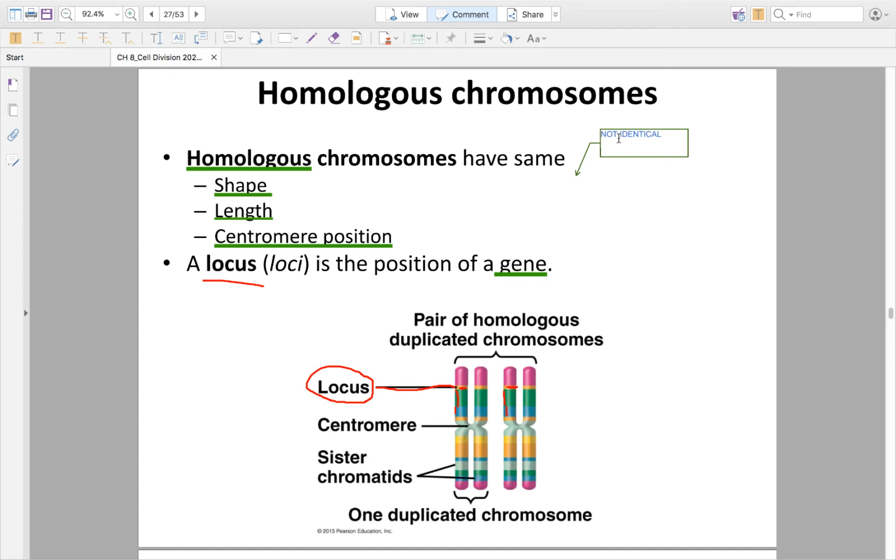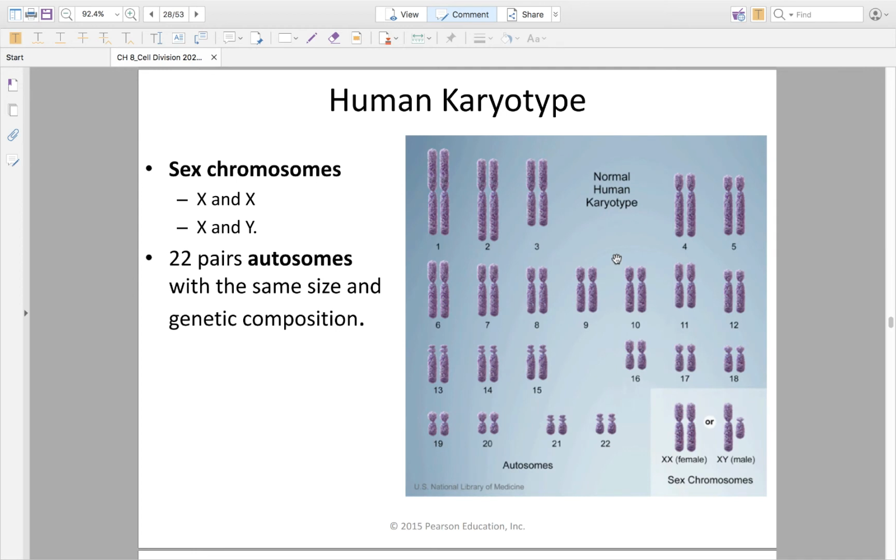Okay, you inherit one from mom, one from dad, and they're going to be carrying the same genes. Of course, the genetic information will be different because your parents are different people. So earlier, you saw this human karyotype. Now it'll make a lot more sense.